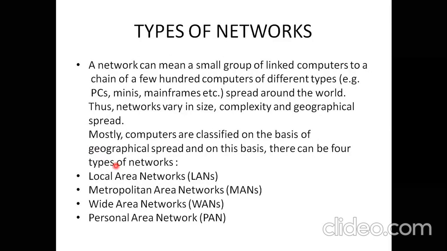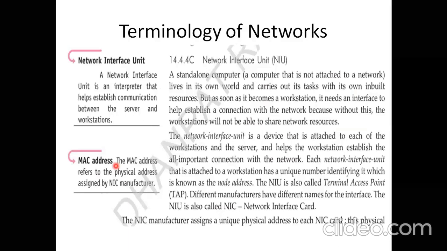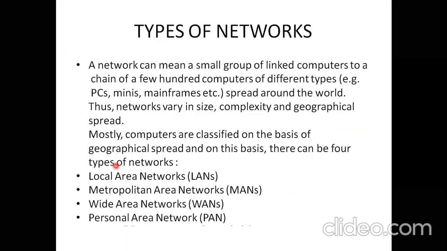Now coming on to the types of networks, other than the terminologies of the network, we'll be discussing how many types of networks we have. Networks are divided on the basis of their geographical area. Networks can vary in size, complexity, and geographical spread. In size, a network may be for a limited space, or it can be for the whole city or the whole country. So it can vary in size.